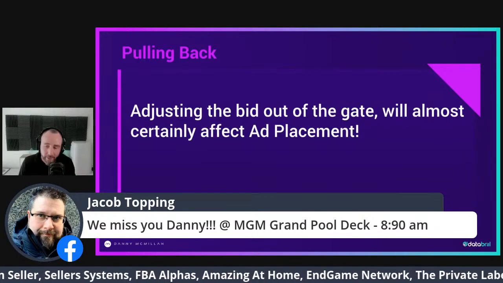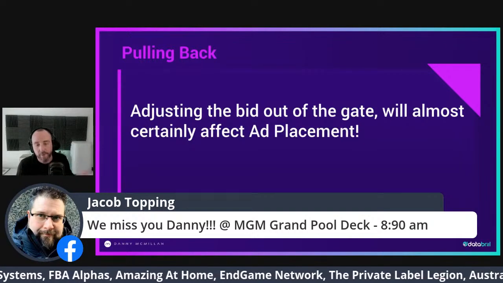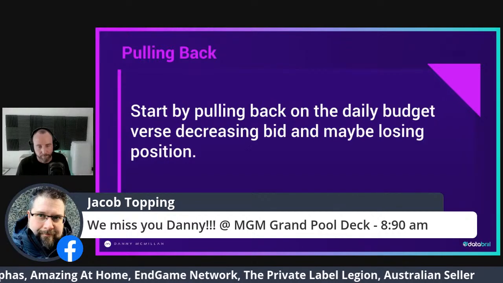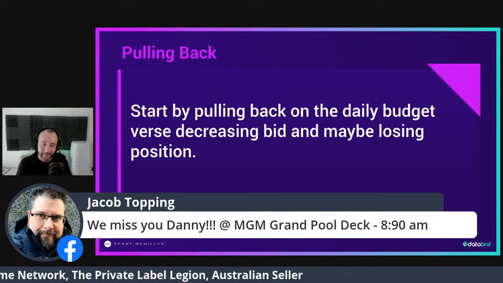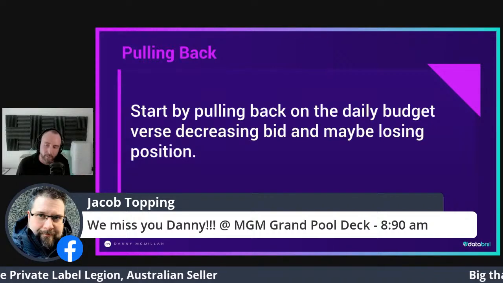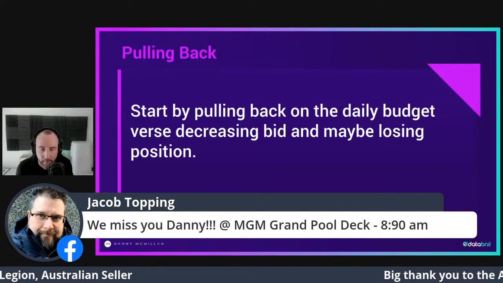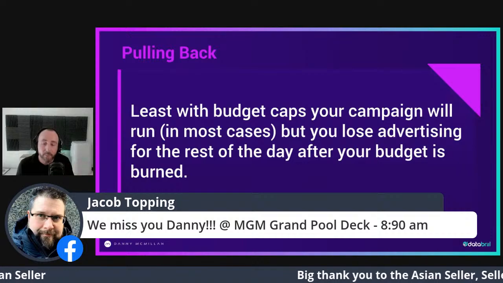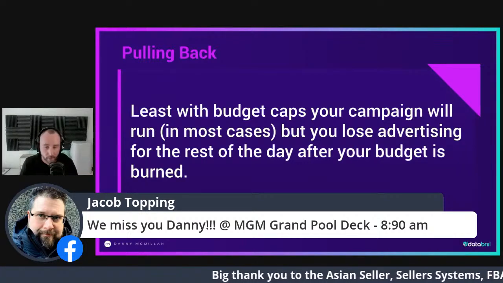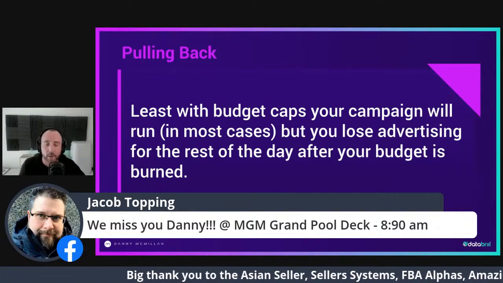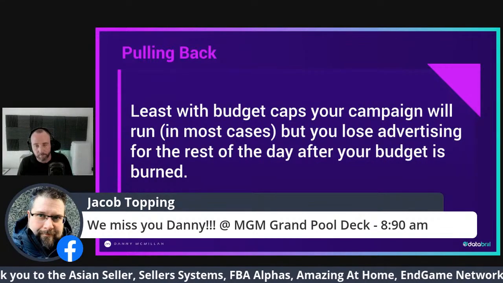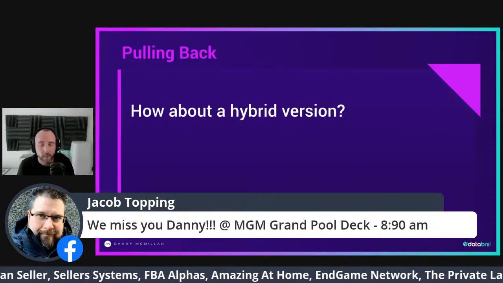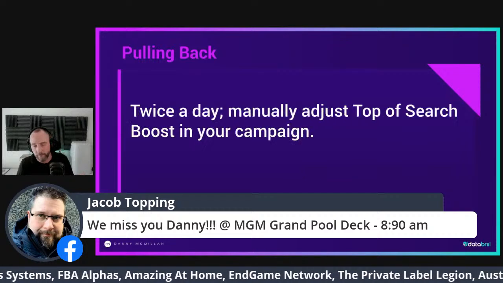So adjusting the bid out of the gate will almost certainly affect the ad placement. But if you're talking about putting back, start putting back on the daily budget versus decreasing the bid, as I said, this may affect the ad position. At least with the budget caps, your campaign will run in most cases, but you'll lose advertising for the rest of the day after your budget is burned through, right? Sounds logical. But what about if we look at a hybrid version?